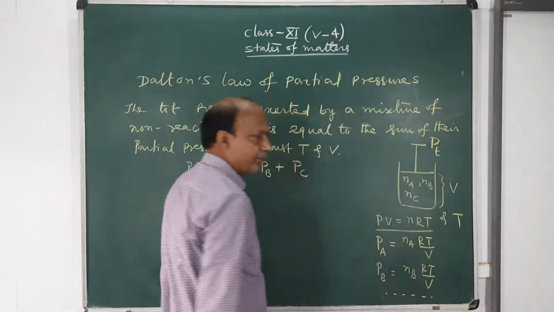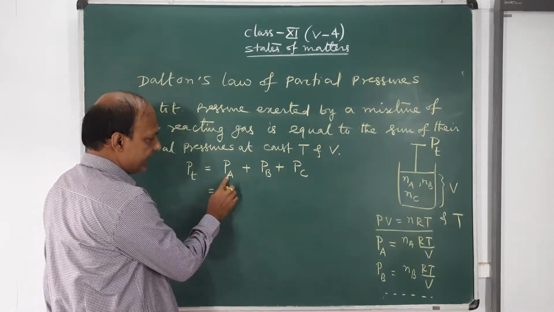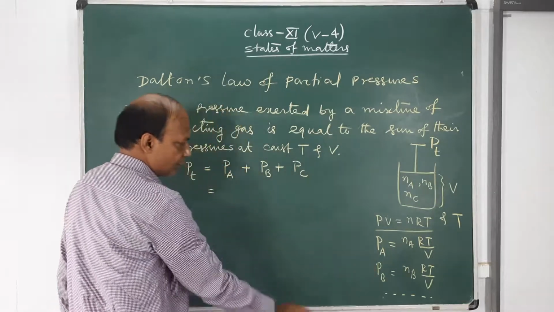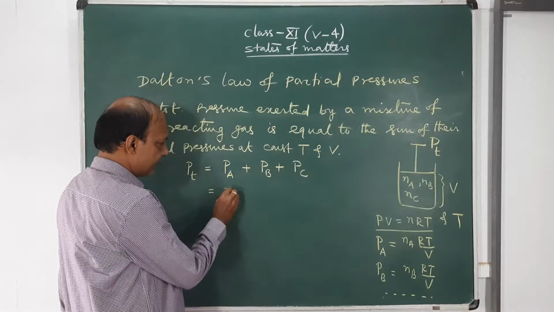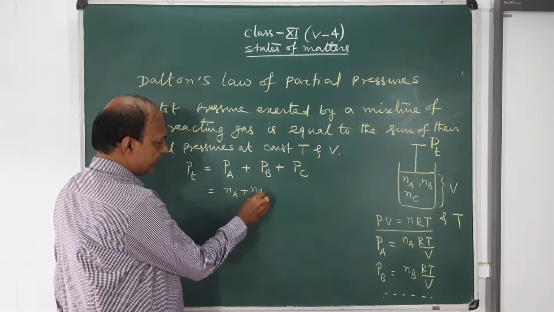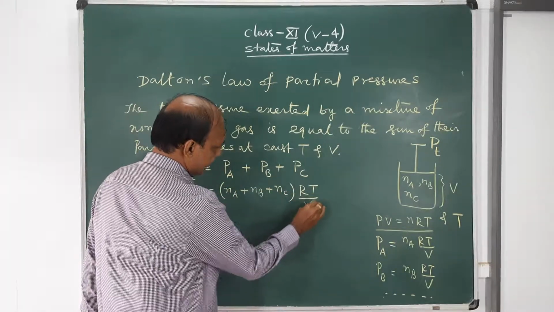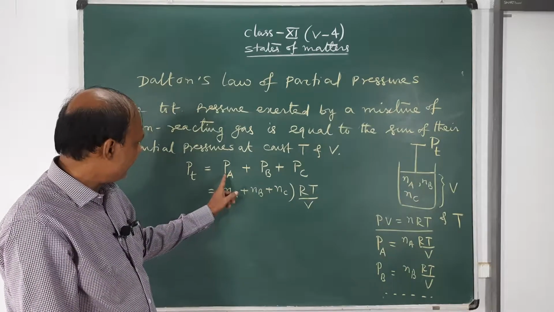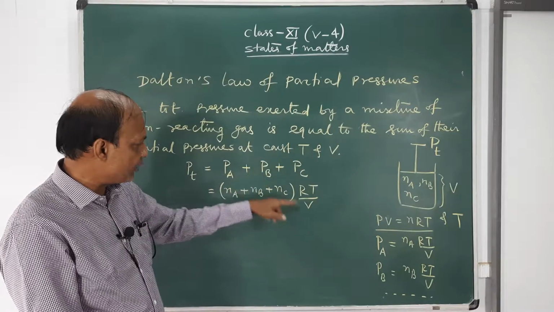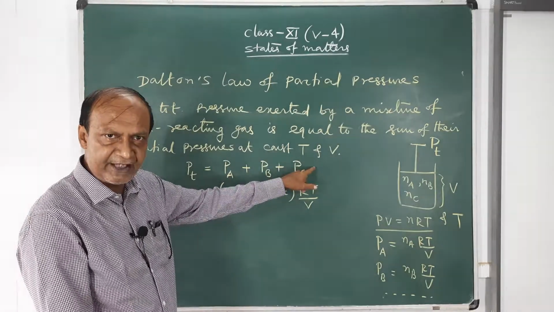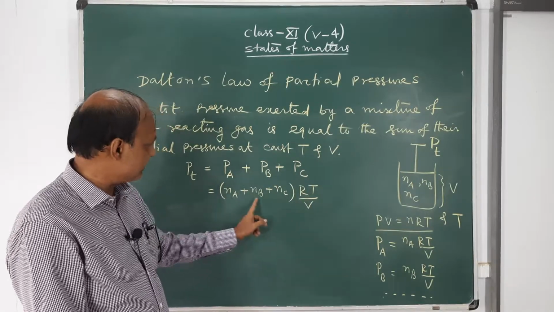Similarly, you can write for Pc. Now see, if you write it here in place of Pa, Pb, Pc these values, Na RT by V, Nb RT by V, Nc RT by V, RT by V will be common. Therefore, you will get (Na plus Nb plus Nc) into RT by V. Try to understand it. You put the value of Pa equals Na into RT by V, Pb equals Nb into RT by V, Pc equals Nc into RT by V. So if you take RT by V as common, you will get Na plus Nb plus Nc.